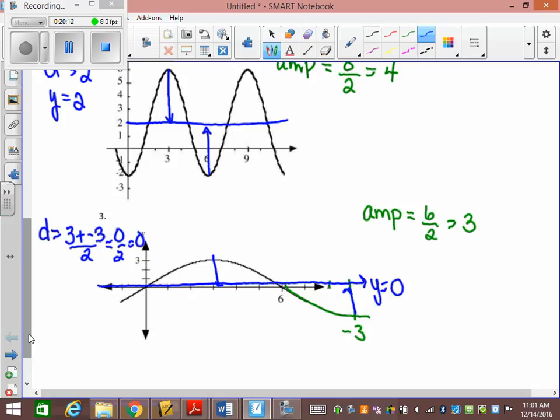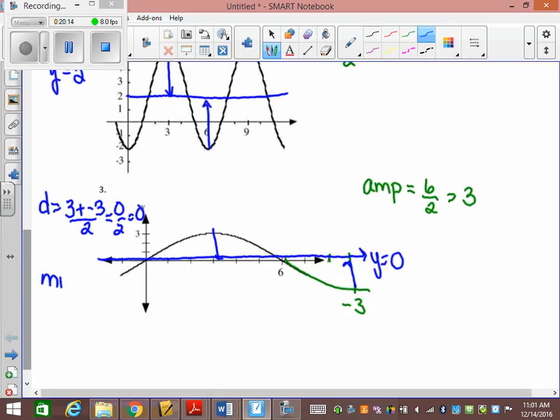Now, if they ask, what's the midline? Midline has the word line in it. A line is an equation. So the midline is y equals 0. The median value is a value. The median value, you can just say, is 0. So if it's midline, you need y equals 0. If it's a median value, you can just use 0. That's the difference between midline and a value.